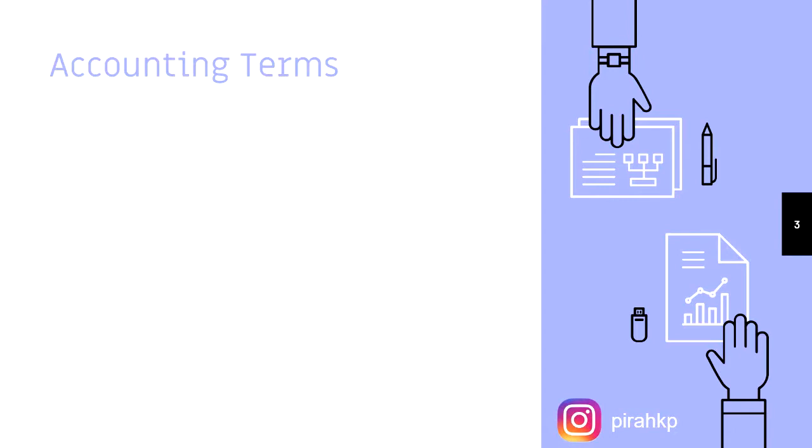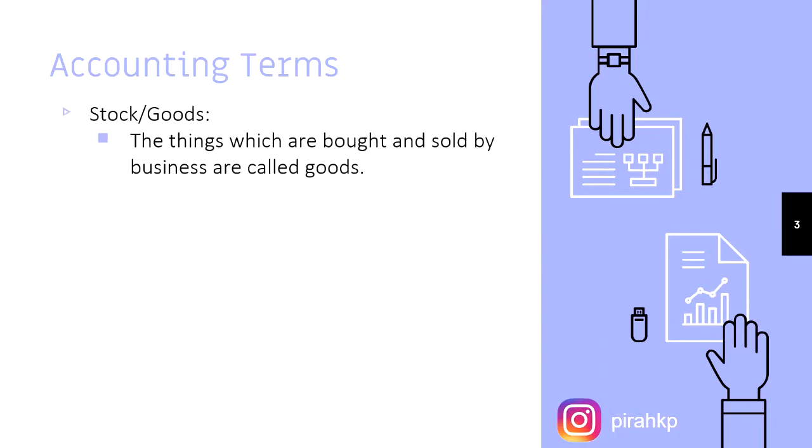First thing is, what is goods or stocks? Goods or stocks are the things that you buy for selling purpose. Alright, you are only buying it so that you can sell it to your customers. That's your goods or stocks. Stock is basically a bulk of goods that you have saved in your warehouse or shop.